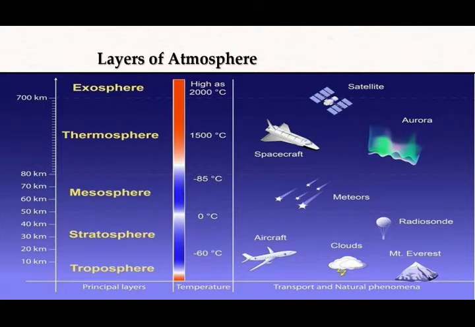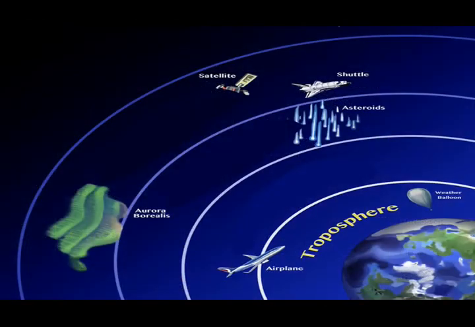Even this is a very cold layer. And then we have the thermosphere. As the name indicates, this is a region of very high temperature, and above this thermosphere is the exosphere, where the temperature is very high. Now we shall see each of these layers in detail. So first, let us study about the troposphere.